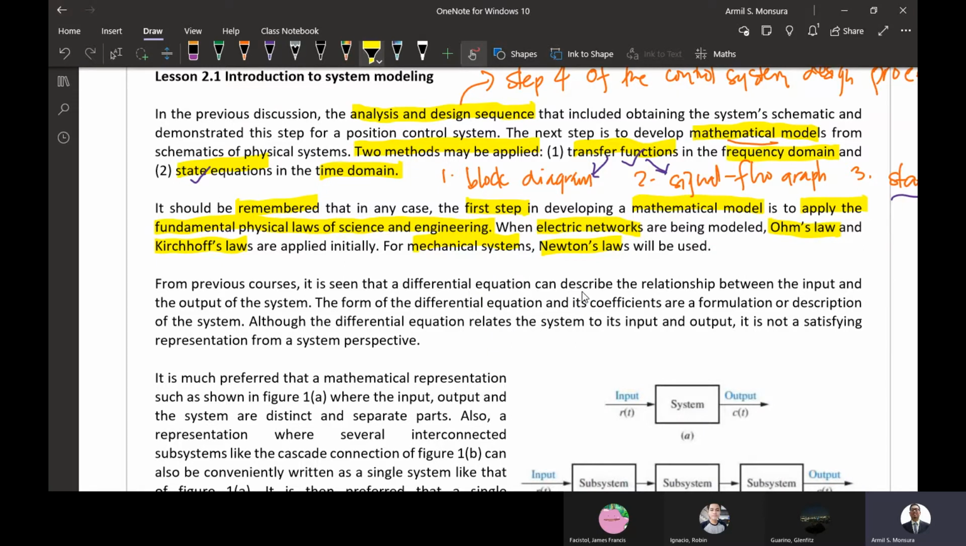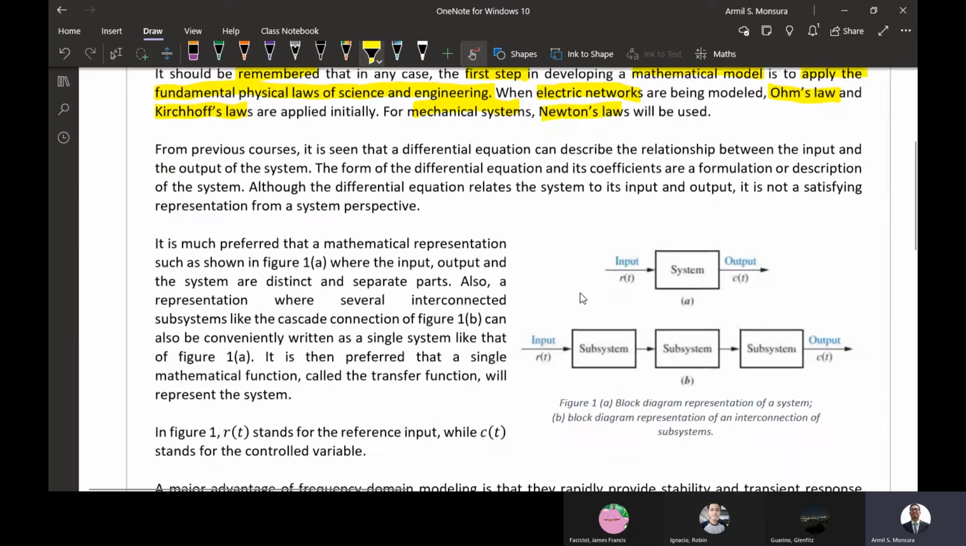Okay? So, from previous courses, it can be seen that a differential equation can describe the relationship between the input and the output of the system. Okay? So the form of the differential equation and its coefficients are a formulation or description of the system. So our models start with differential equations actually. Okay?